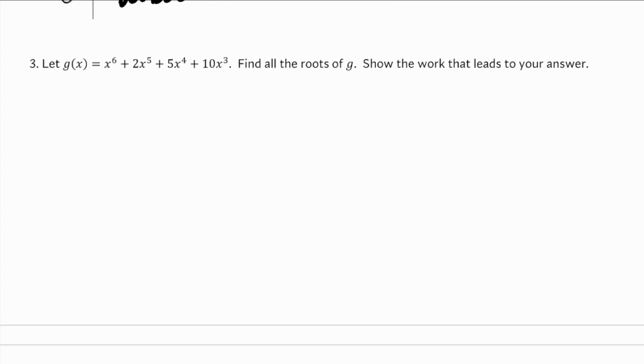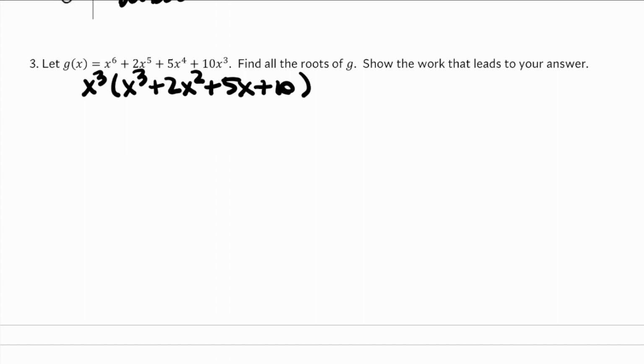This one's factorable. So we see x to the third in common to all of them. That should probably catch your eye. And let's see what I'm left with. x to the third plus 2x squared plus 5x plus 10. This is looking factorable because of that 1, 2, 5, 10 ratio.